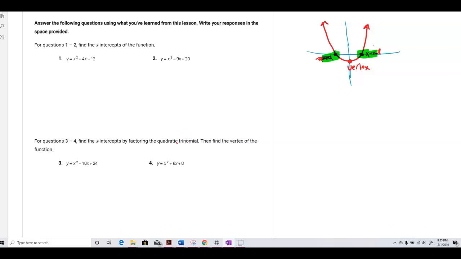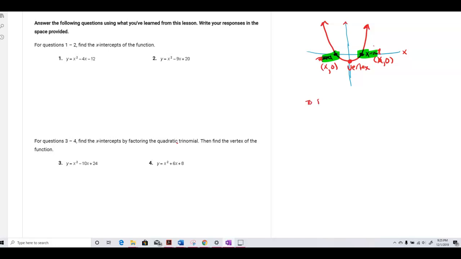Well, anytime you are on the x-axis, what is your y value always going to be? Y is always going to be 0, right? So you know your x-intercept is going to be a point x comma 0. Then this one would be x comma 0. So we use that idea that every x-intercept has a y value of 0 to find them.